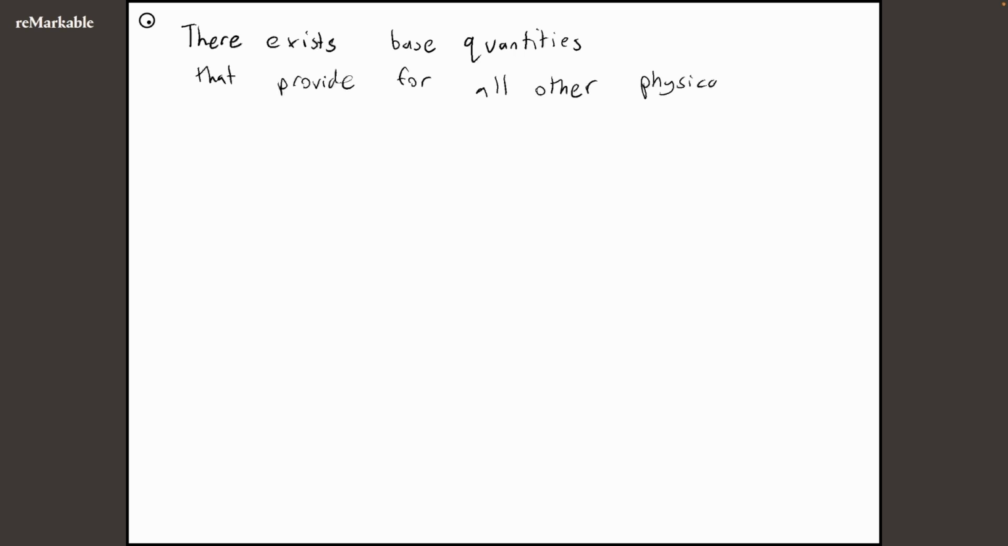In this lesson, we are going to talk about dimensional analysis. All right, before we get into dimensional analysis, the first thing we should know is that there exist base quantities that provide units for all other physical quantities to be expressed in. So what are these base quantities?